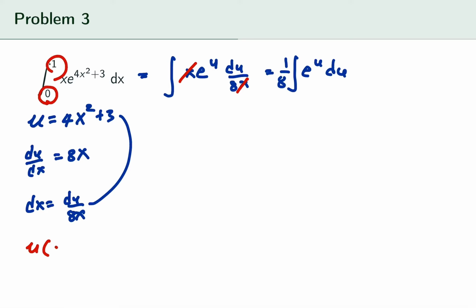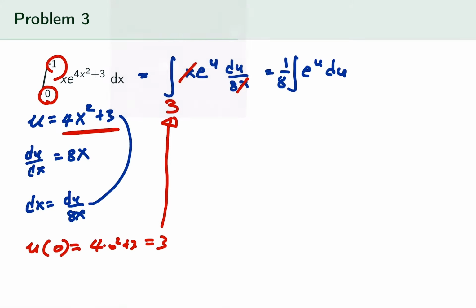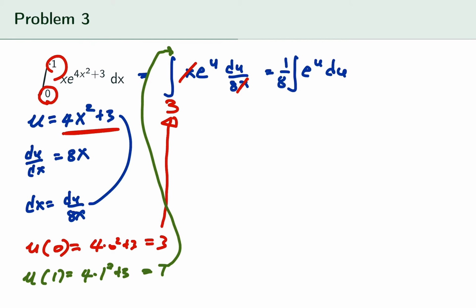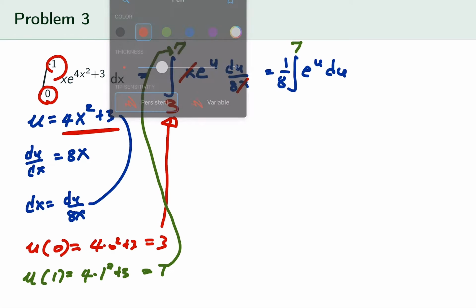So when x is 0, what is the u value? Plug 0 right here. So 4 times 0 squared plus 3 gives me 3. So now 3 is the new lower bound. Then for the new upper bound, we plug 1 in for x. And we get 4 times 1 squared plus 3, which is 7. So now 7 is the new upper bound. So let me write that here again, 7 and 3.